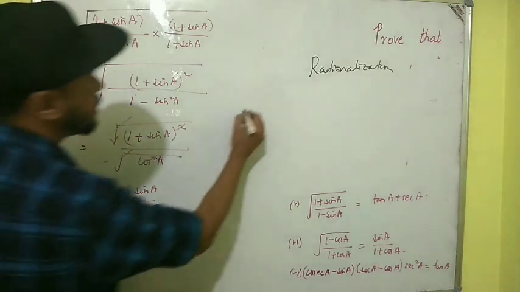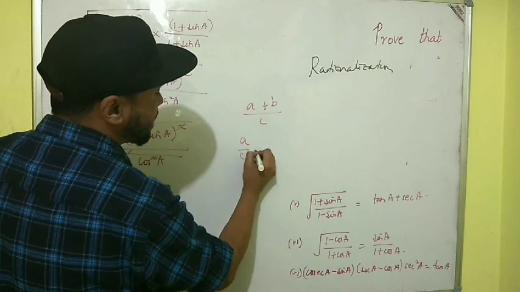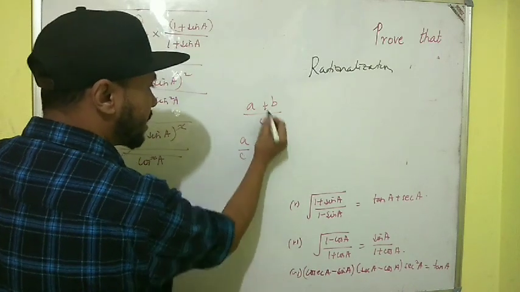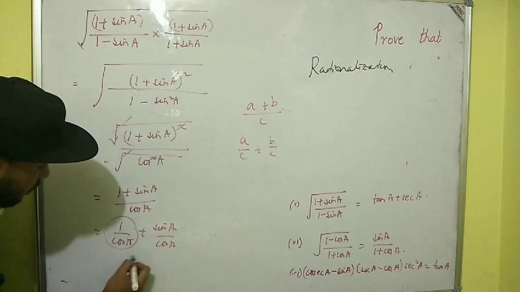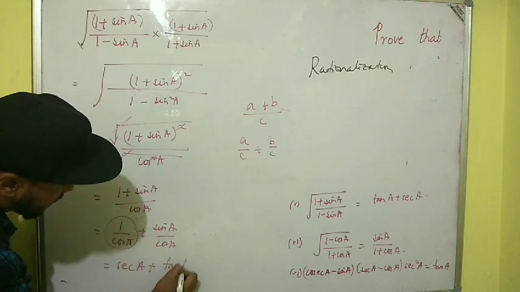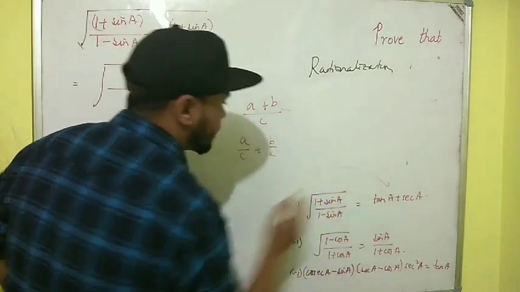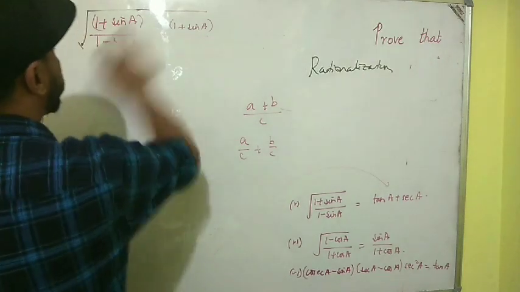For example, if it is (a plus b) divided by c, then what we can write is a by c plus b by c, because if you take the LCM, we'll get the same value. So no problem with this one. Now 1 by cos is your sec A, and sin by cos is your tan A, which is your right hand side. Now let's move on to the next question.